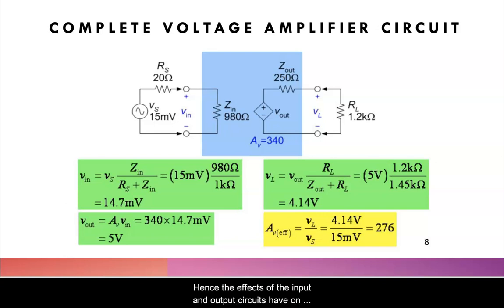Hence, the effects that the input and output circuits have on the voltage gain of an amplifier can be significantly reduced by first increasing the value of Zin and second decreasing the value of Zout.